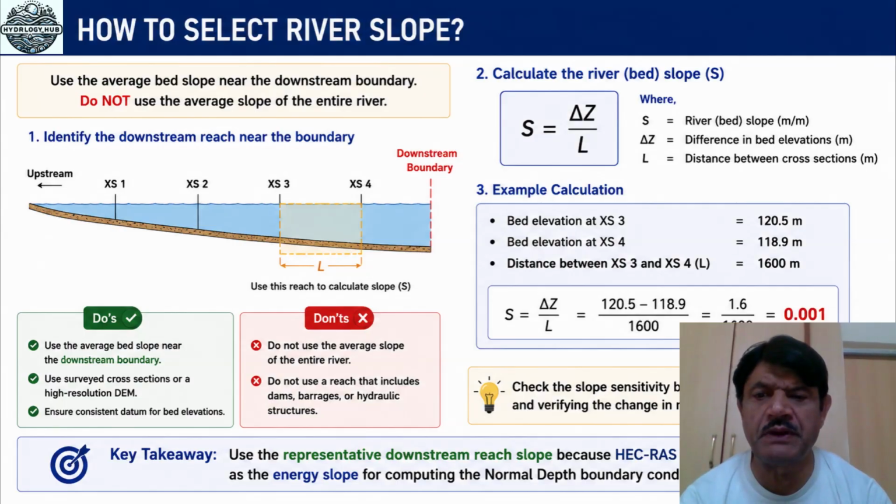For example, suppose the bed elevation changes from 120.5 meters to 118.9 meters over a distance of 1600 meters, then the slope is calculated simply as the difference in elevation divided by the channel length, which gives a value of 0.001. This representative downstream slope is entered in the normal depth boundary conditions. Using the correct reach is extremely important for obtaining reliable results. Now, let's see how HEC-RAS exactly performs these calculations iteratively.